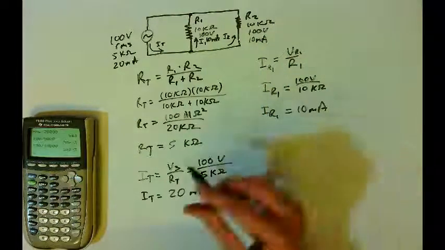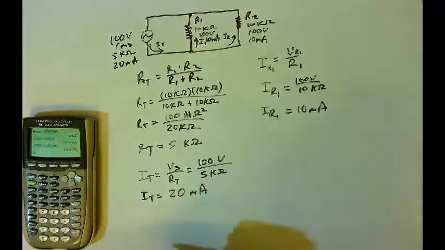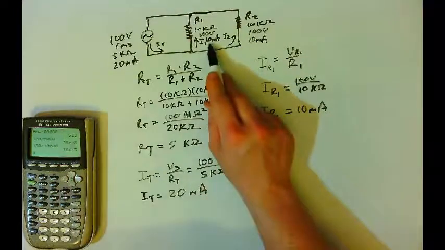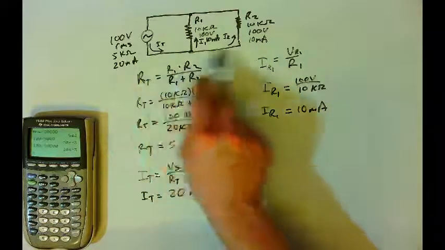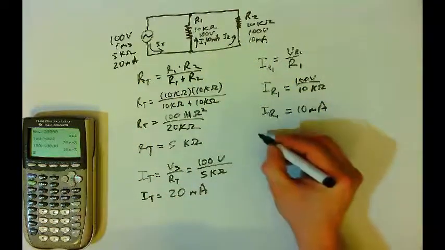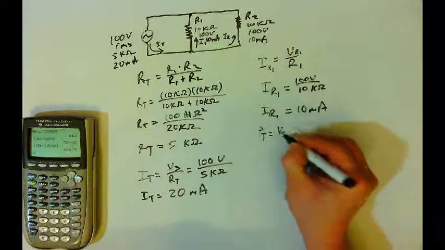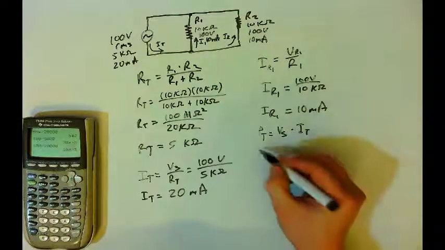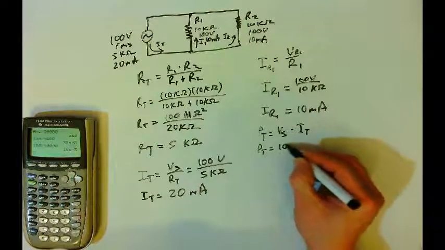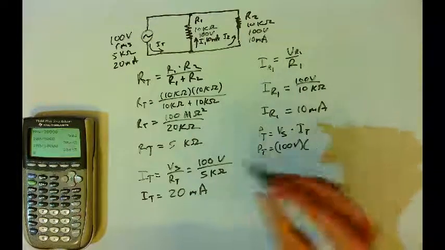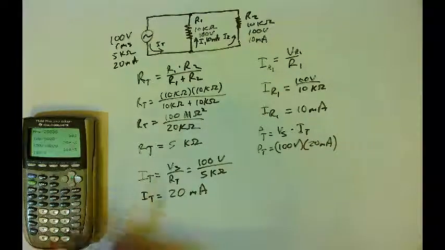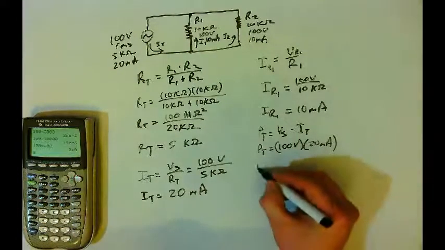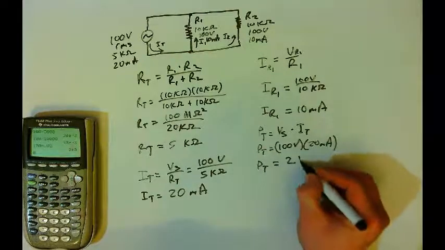And so now we can find the power in R1 and R2, and we'll also find the total power. Oh, before I do, I should point out that the current in R1 and the current in R2 still adds up to be equal to the total current. That's Kirchhoff's current law, right? And so the total power will be the source voltage times the total current. And so the total power in the circuit will be 100 volts times 20 milliamps. And so 100 volts times 20 milliamps is going to be 2 watts. The total power of the circuit is 2 watts.